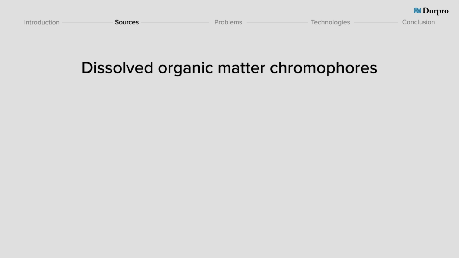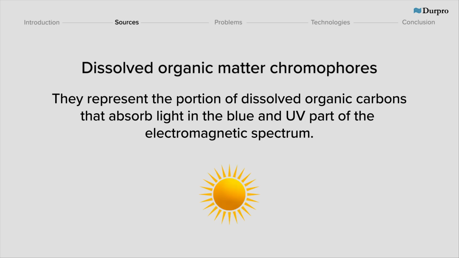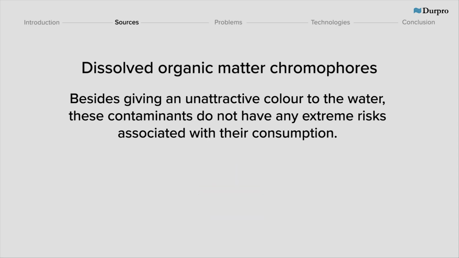Dissolved organic matter chromophores. They represent a portion of dissolved organic carbons that absorb light in the blue and UV part of the electromagnetic spectrum. The presence of these contaminants gives the water a color similar to that of tea. Besides giving an unattractive color to the water, these contaminants do not have any extreme risks associated with their consumption.